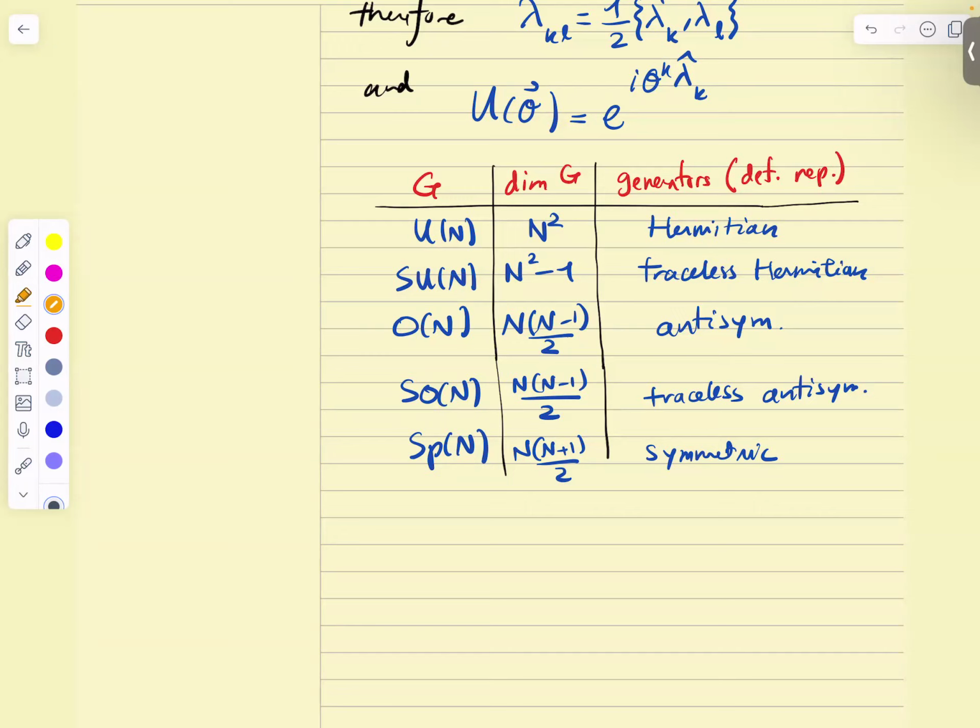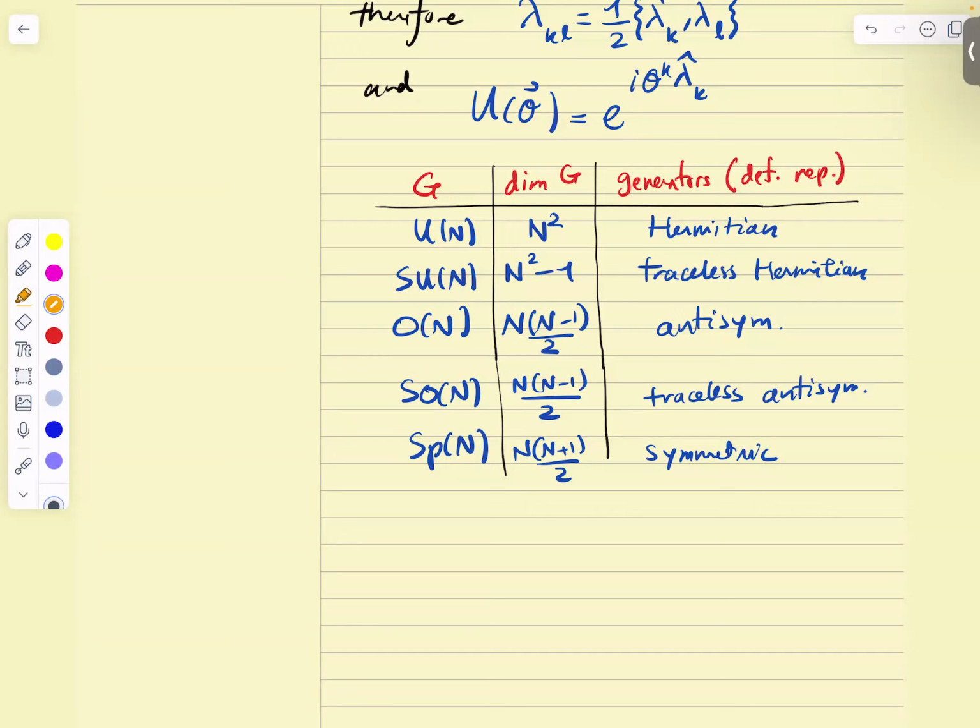O(N): the generators are antisymmetric, n times n minus 1 over 2. Do you recall what the generators are? The Lie algebra of the O(N). Yeah, the rotation generators, right? So x dot y or minus y dot x. No, plus y dot x. Minus would be plus. All right.